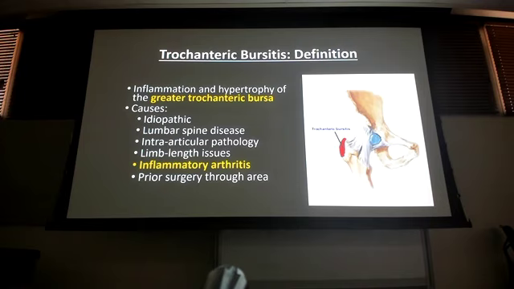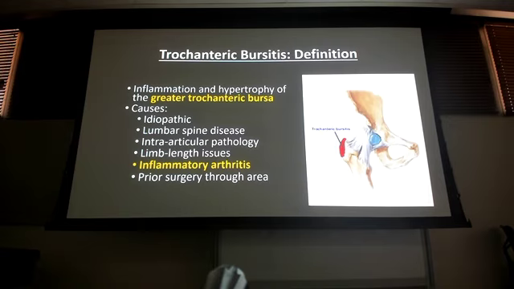So what are the causes? Well, idiopathic, we don't know. That's what that means. Lumbar spine disease? Sure, maybe. Intra-articular pathology, because we already discussed this. If somebody has intra-articular pathology, for example, FAI or labral tears, can they also have trochanteric bursitis? Yes. Are those treated separately and differently? Yes. So it's important to be able to get a good exam and figure it out.